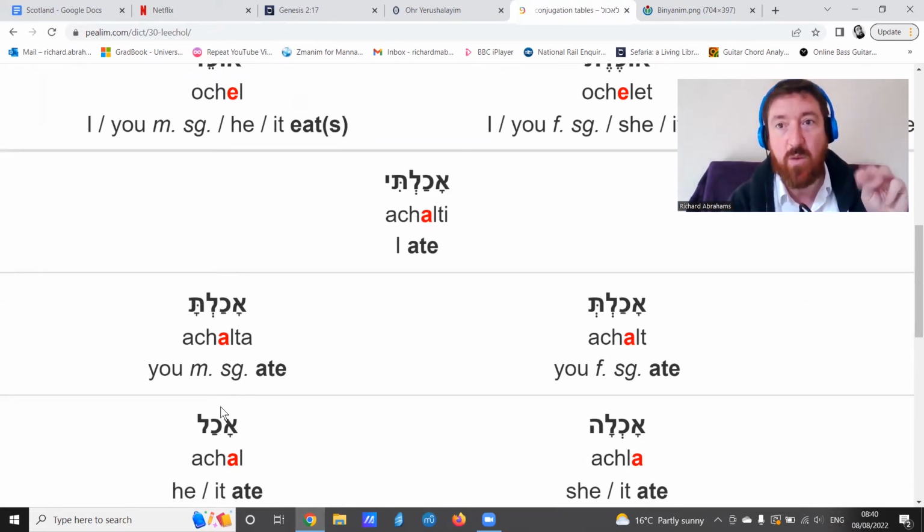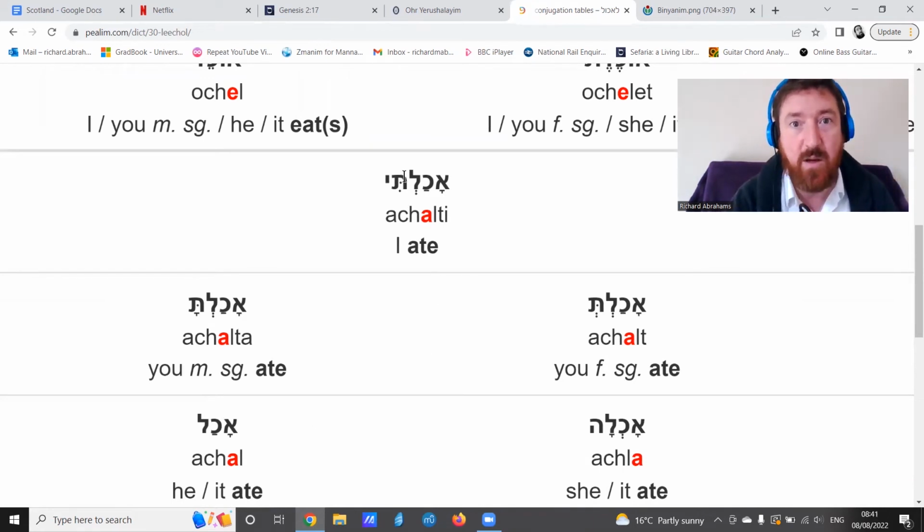Then if we make it "I did it," we have taf yod on the end. If it's "you did it," it's taf with a vowel, so ta. And if it's feminine, you did it to a woman, it's the taf without a vowel, akalt. Okay, I hope that's helpful. We'll build on that and we'll take it a little bit further, but that's basically what's happening.